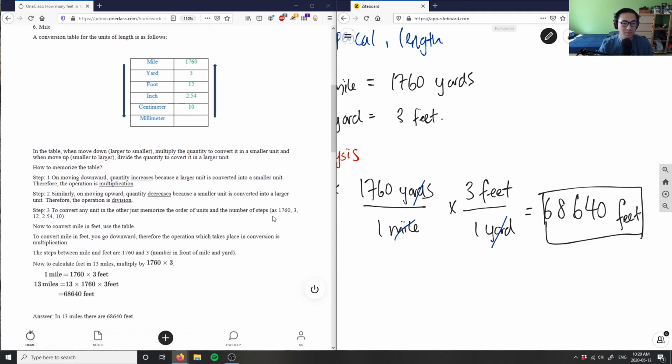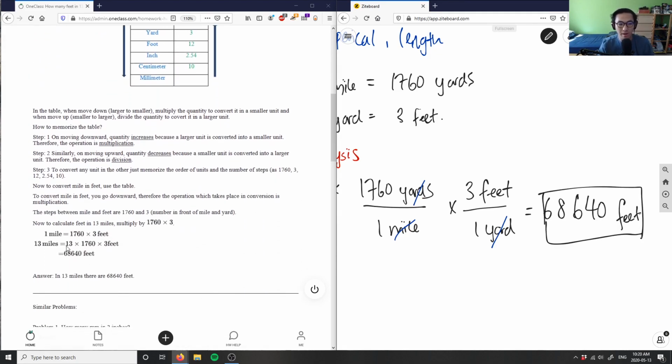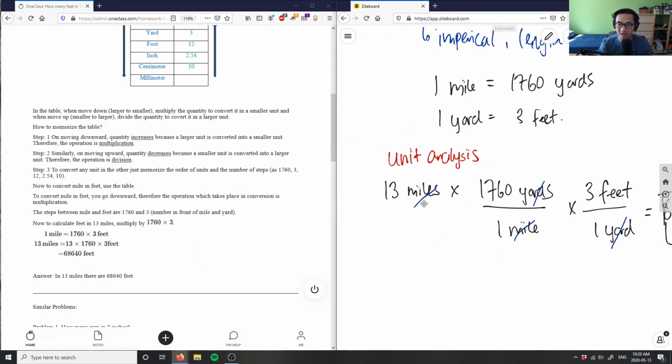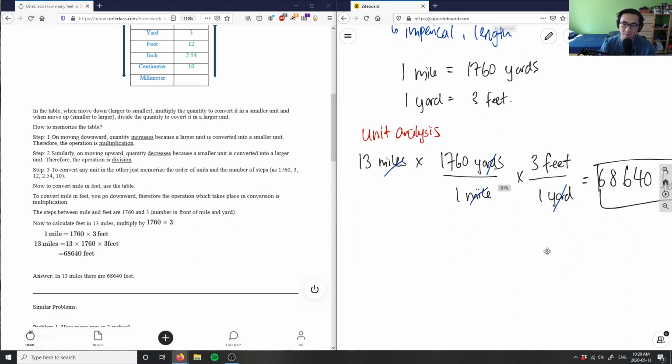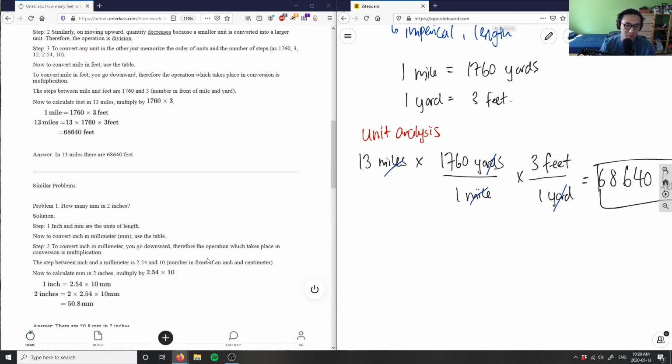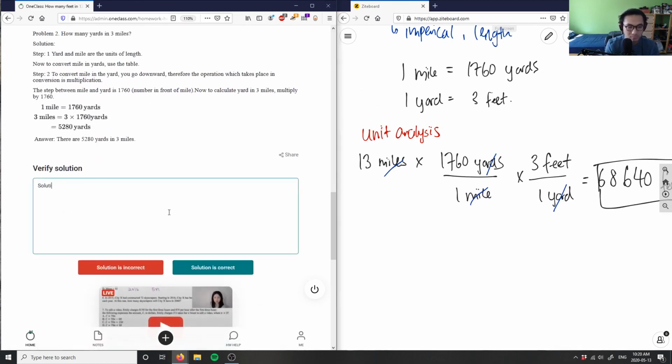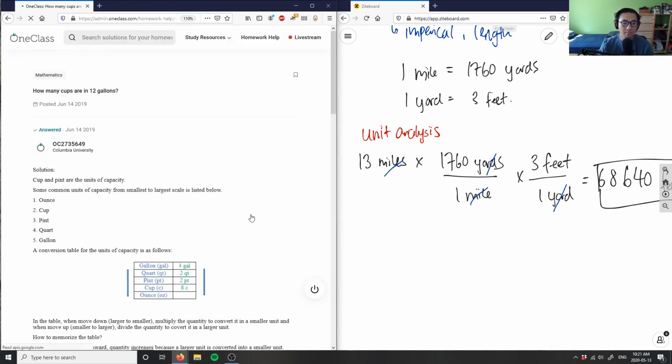68,640. And as you can see, this solution is also correct. 1 mile equals 1,760 times 3 feet, so they say 13 miles equals 13 times 1,760 times 3 feet. They did exactly what I did here, although they didn't include the units, but that's totally fine. They just did it based off this table here. So this solution is correct. It's a good analysis as well.